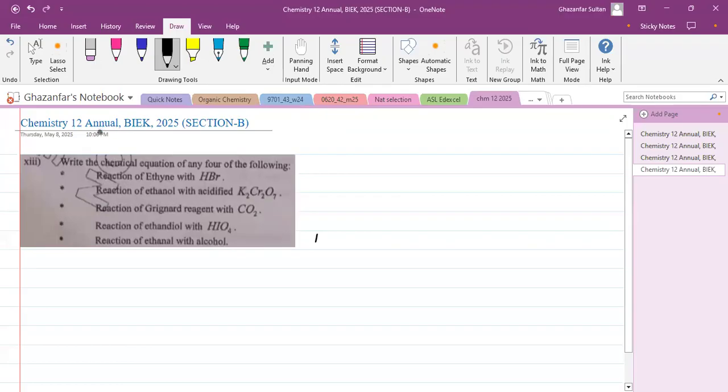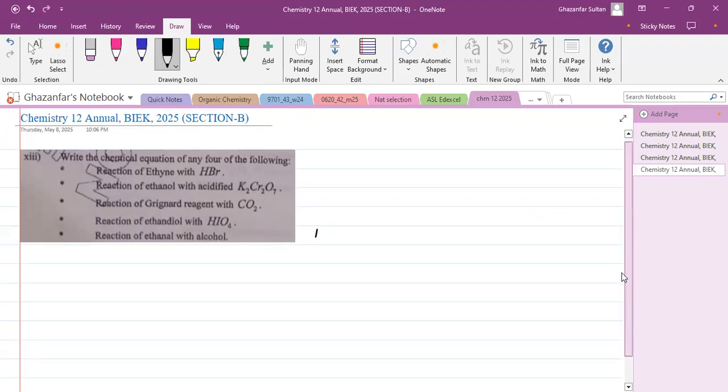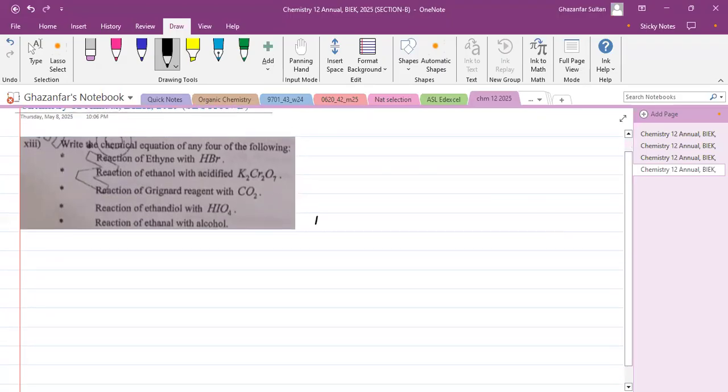This is question number 13, section B, secondary chemistry, paper 2025. In this question, you are asked to write any 4 reactions which are given here. So put a heading here. You do not need to write the complete heading. You just write ethyne with HBr.